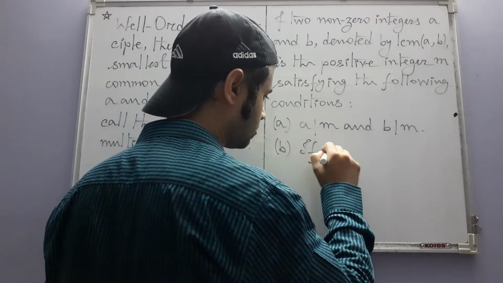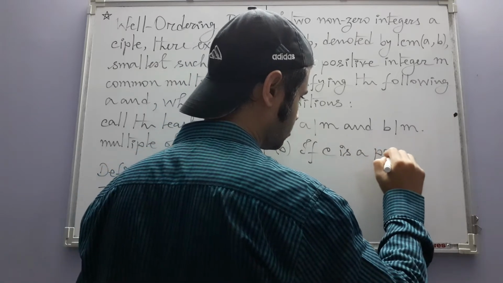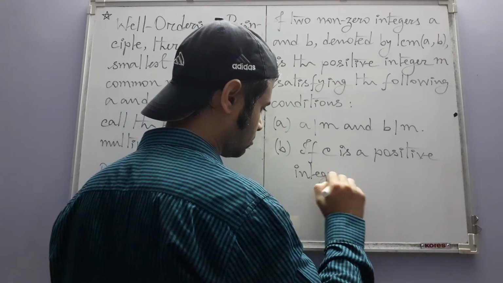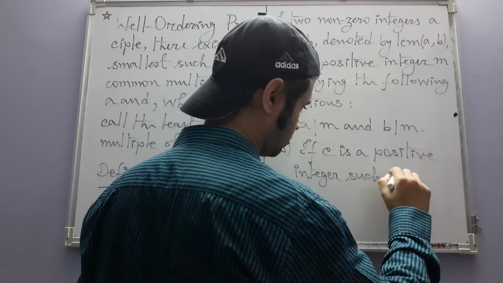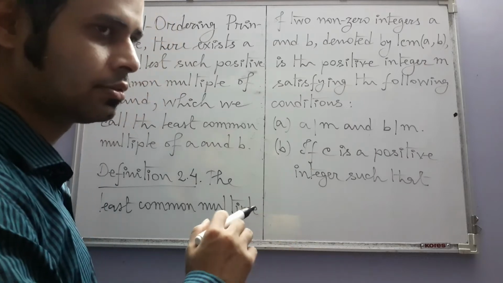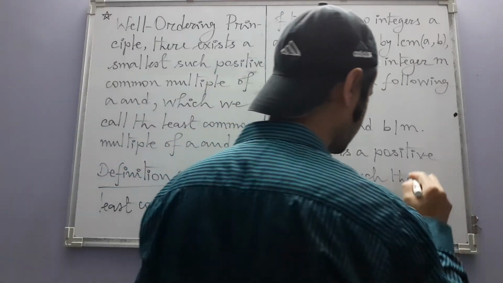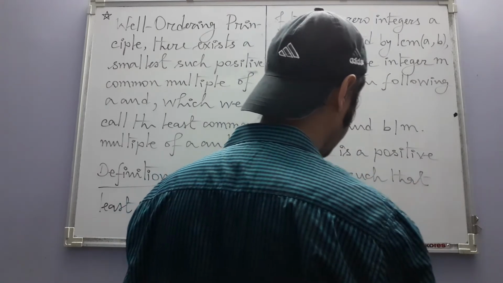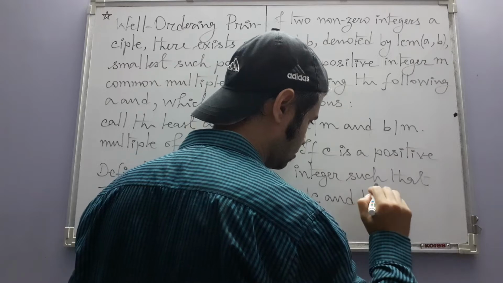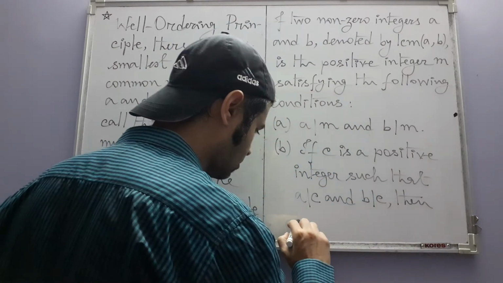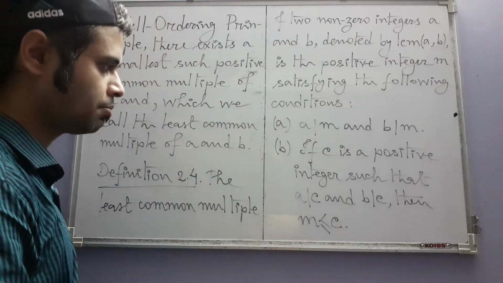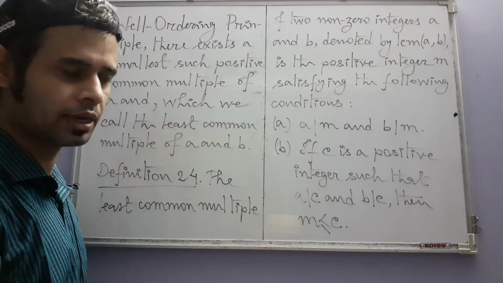If C is a positive integer such that A divides C and B divides C, then M is less than or equal to C. M is the least among the positive common multiples of A and B.